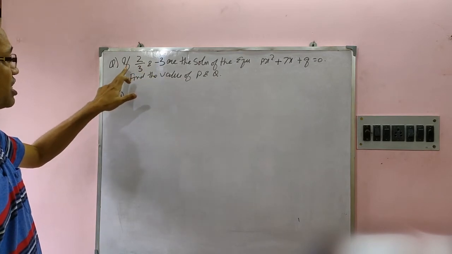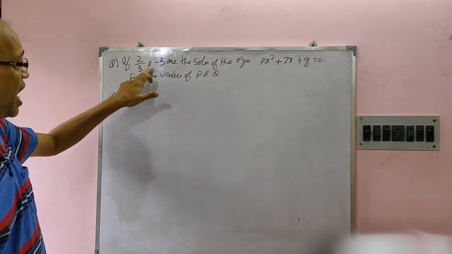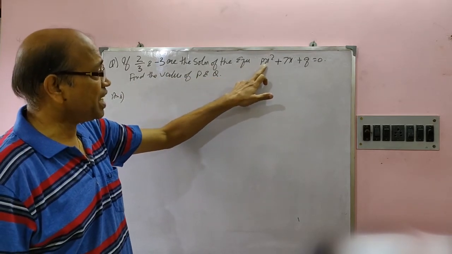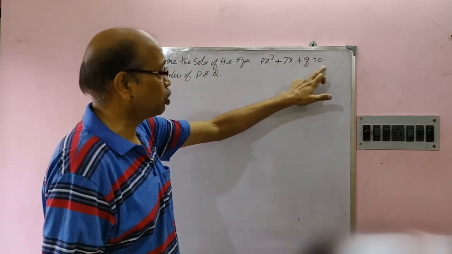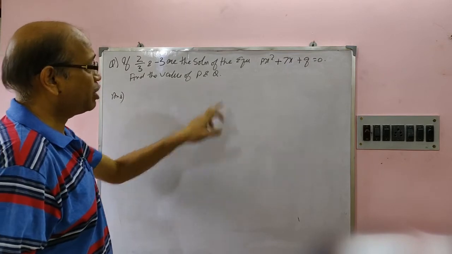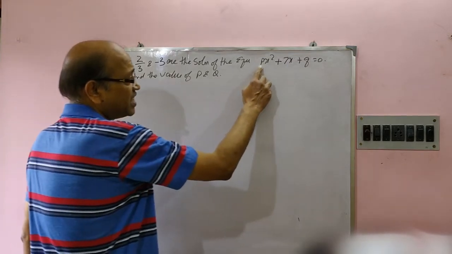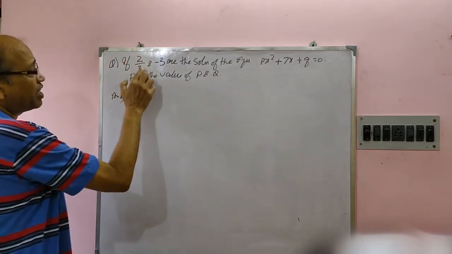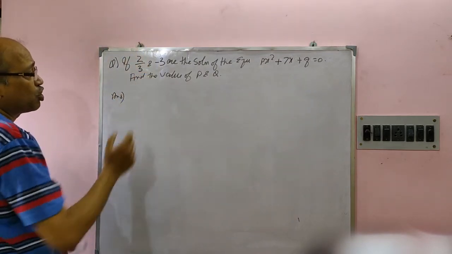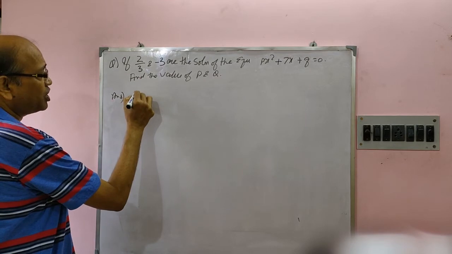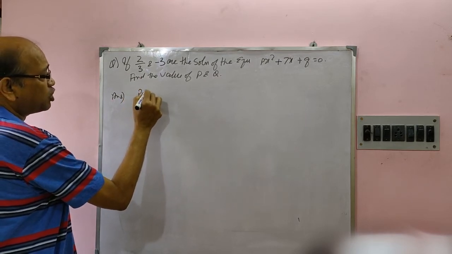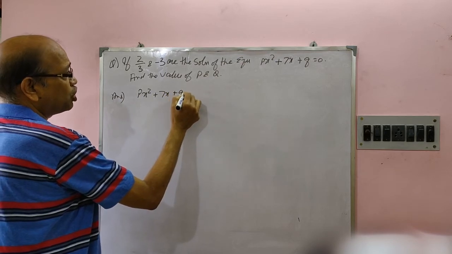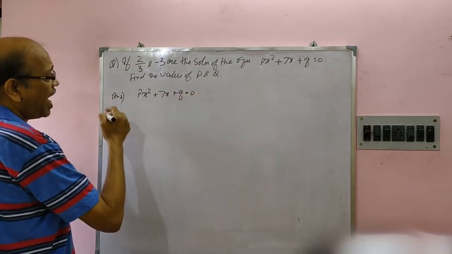So what is it saying? If 2 by 3 and minus 3 are the solutions of the equation px squared plus 7x plus q equals 0, find the values of p and q. Since there are two unknowns p and q, that is why they have given you two solutions. So what is the equation? px squared plus 7x plus q equals 0.